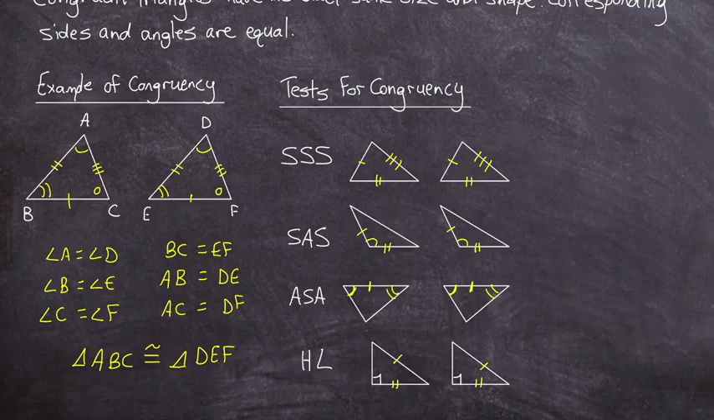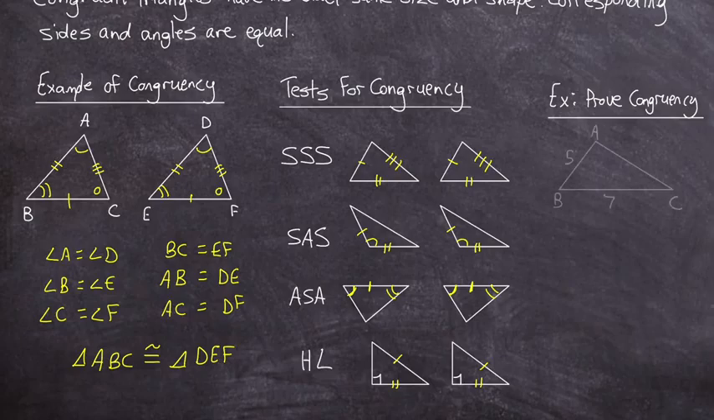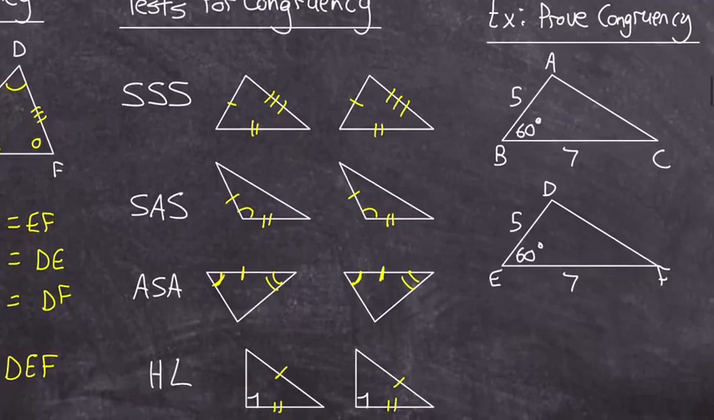And let's finish this section off by doing one example where we prove two triangles are congruent. So I'll show you two triangles, triangle ABC and triangle DEF. If I zoom in on these triangles, are these triangles congruent? Well, notice side AB and DE are equal to each other. Side BC and EF are equal in length. And angle B is equal to angle E.